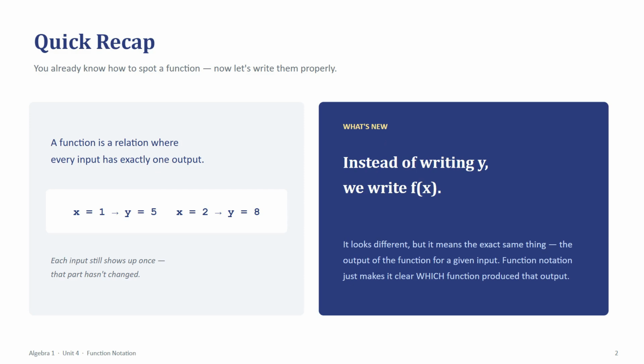When x equals 1, y equals 5, and when x equals 2, y equals 8. Each input still shows up once. That part hasn't changed.